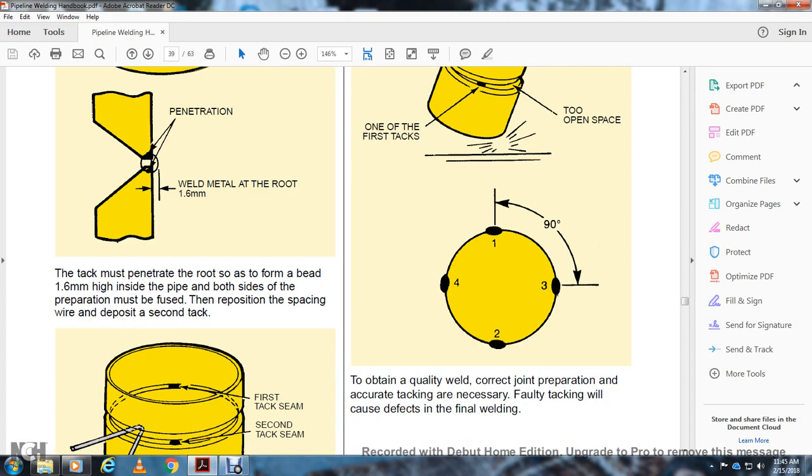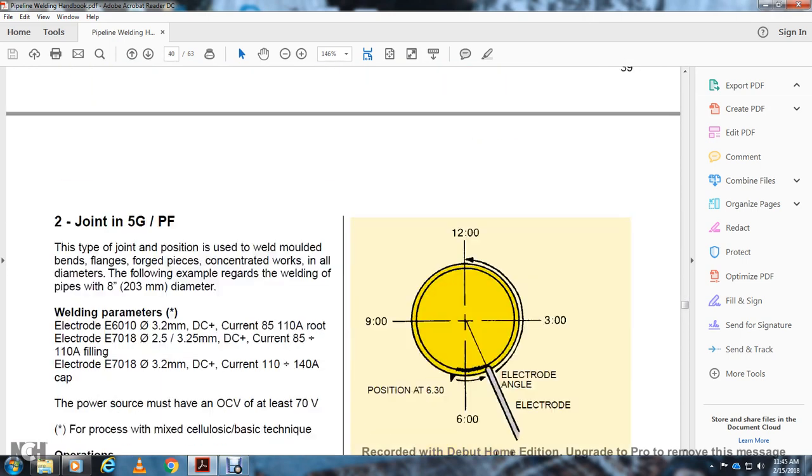To obtain a quality weld, correct joint preparation and accurate tacking are necessary. Faulty tacking causes defects in the final welding. Your joint is 5G PF. In this type of joint position, the pipe is welded in a fixed position with a bend or flange, forged pieces. The following example concerns the welding of pipe with 8 inches, 203 millimeters diameter.